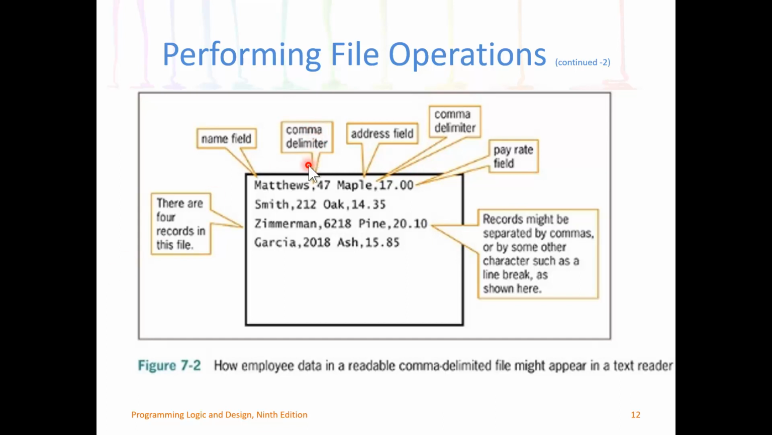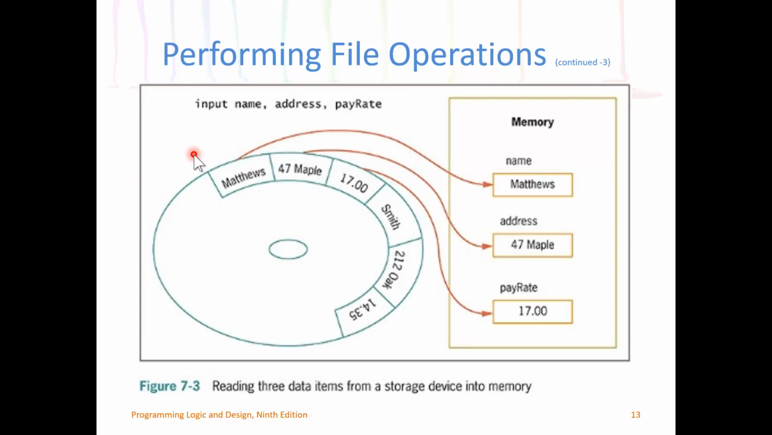So this is delimited data. The comma means it's the end of one field and the beginning of the next, so you can never have a comma in the data because it means go on to the next field. And you can see how that data might be stored on a magnetic hard drive.